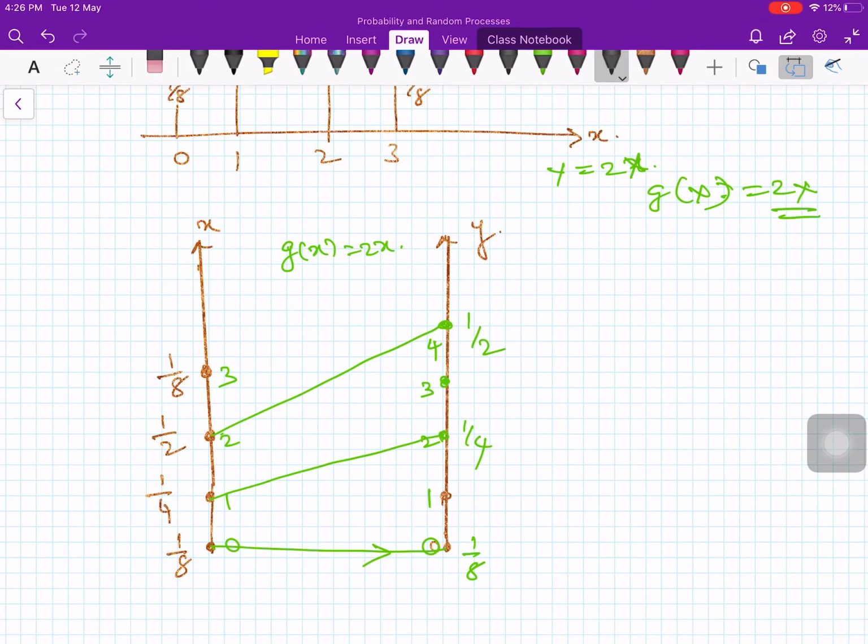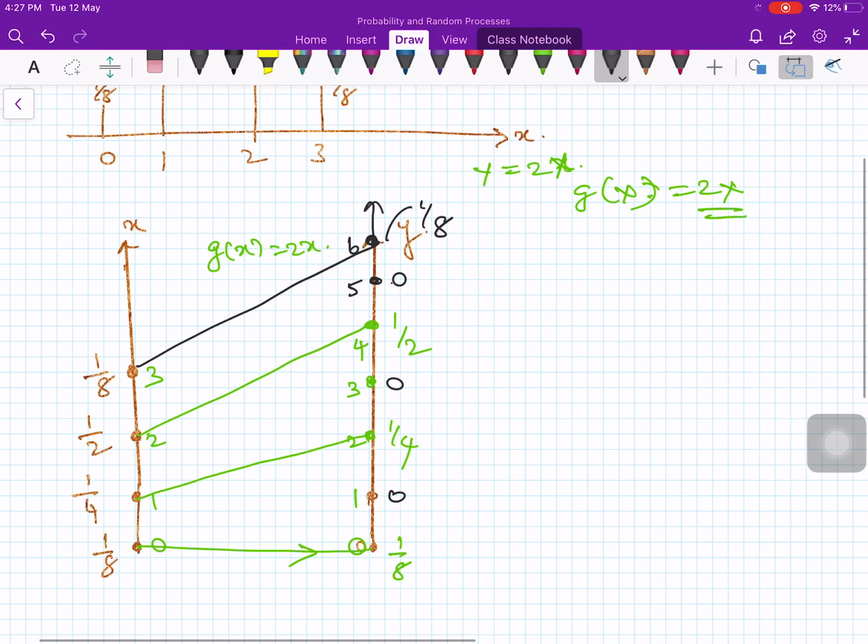This is 5. This is 6. Okay, so this goes like this. So this probability is 1/8. So in between the probability is 0, here is 0, and here is 0. Straight away you can write down the probability mass function.